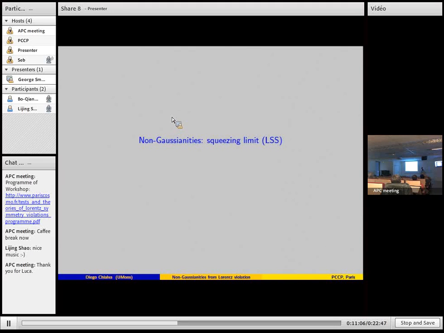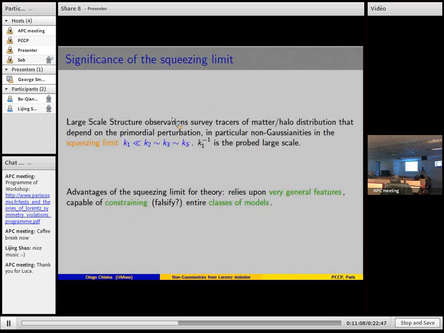Now let me go to the squeezing limit very rapidly. The squeezing limit is exactly the same stuff, the bispectrum, but one of the wave numbers is much smaller than the other two. This one is important because, for example, for observation of large-scale structure, the inverse of this small wave number is basically the probe of large scale.